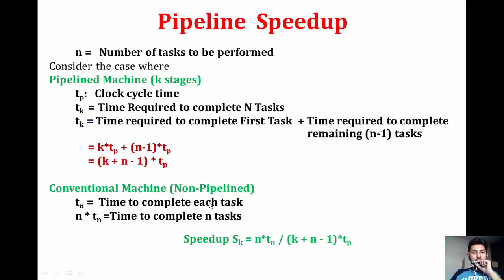In the same way, in a conventional non-pipeline machine, how much time does it take to complete n tasks? tn is the time to complete each task, so n into tn is the time to complete n tasks. Here n is 4 and tn is 4, since completing one task requires 4. So 4 into 4 is 16, right? Speedup is calculated using this formula: Sk equals n into tn divided by k plus n minus 1 into tp.